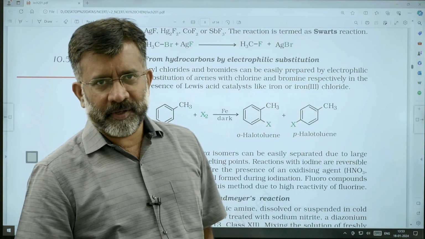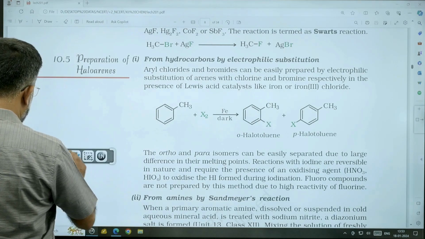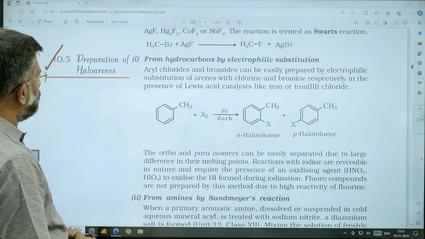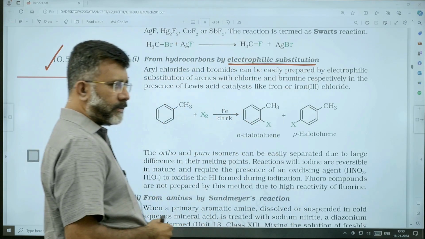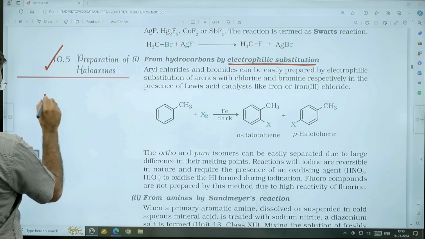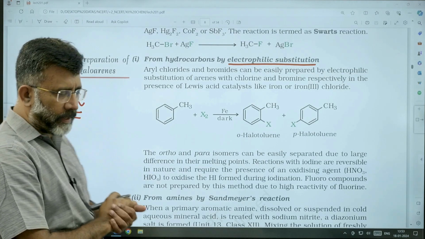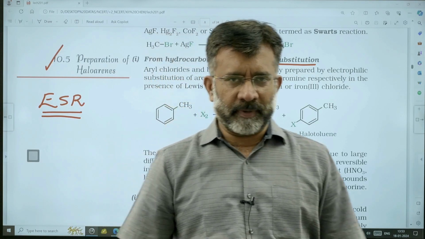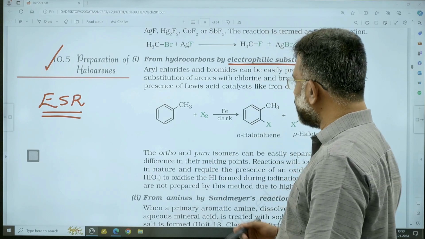Now, preparation of haloarenes. See the first one given: ESR, electrophilic aromatic substitution reaction, on benzene or its derivatives. Here it is given toluene.